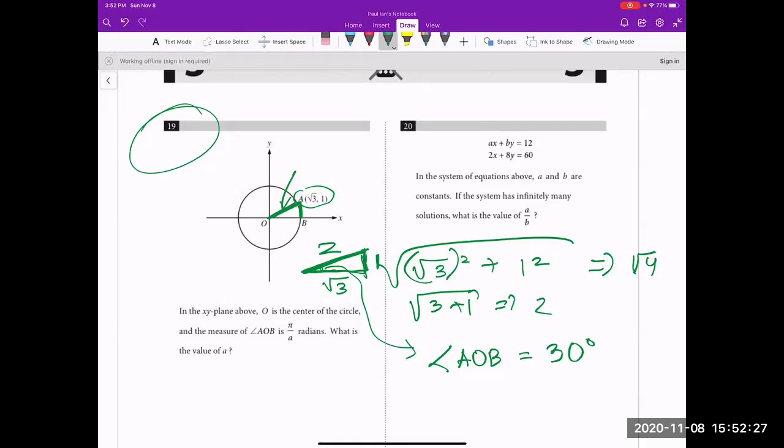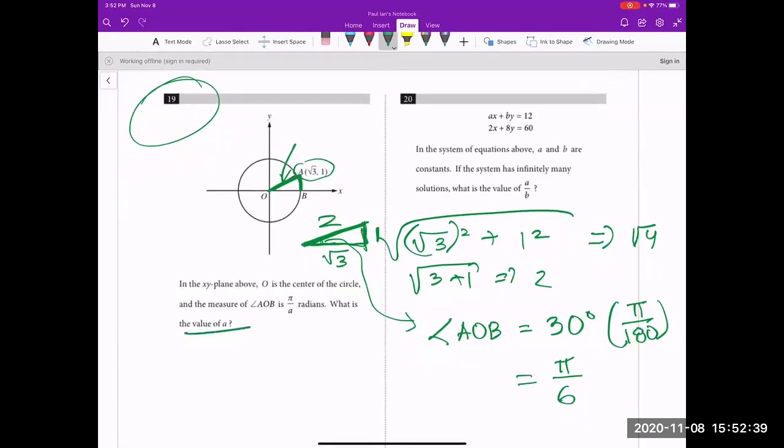Yeah. And then you just pretty much turn this into radians. If you already know the radians, that's good. You could either say it's 30 degrees or pi over 6. So it's 6, and that's side 6. So A equals 6.